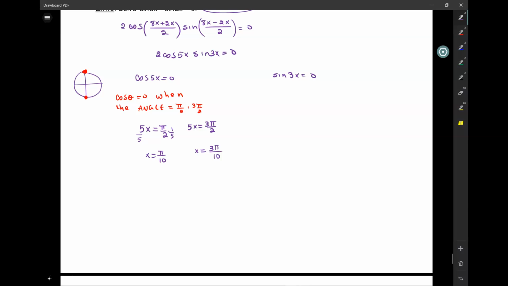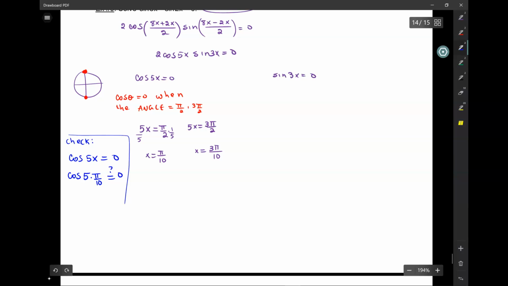Does that make sense? Let's check. Let's take pi over 10. We have cosine 5x is equal to 0. What's x? x we got to be pi over 10. Is this equal to 0? Well, this is cosine of what? Pi over 2, and that is equal to 0. You see how that works?